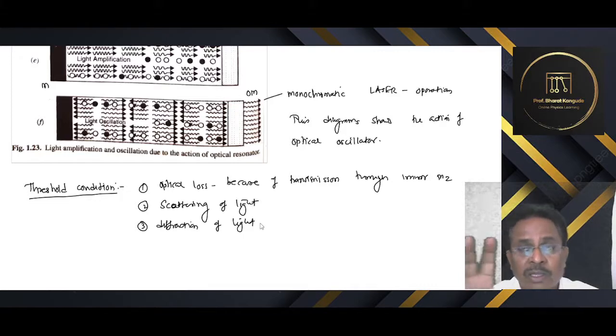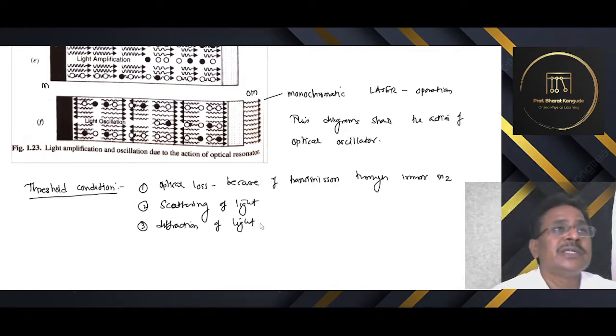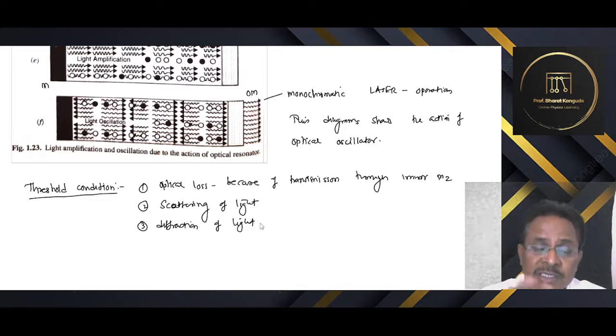So whatever loss is there, if this loss is compensated and more radiations are generated, then there is a possibility of laser action. Otherwise, whatever number of stimulated emission radiations are created, if they are lost in these three processes, then the output of the laser won't occur. So we can determine the threshold gain.